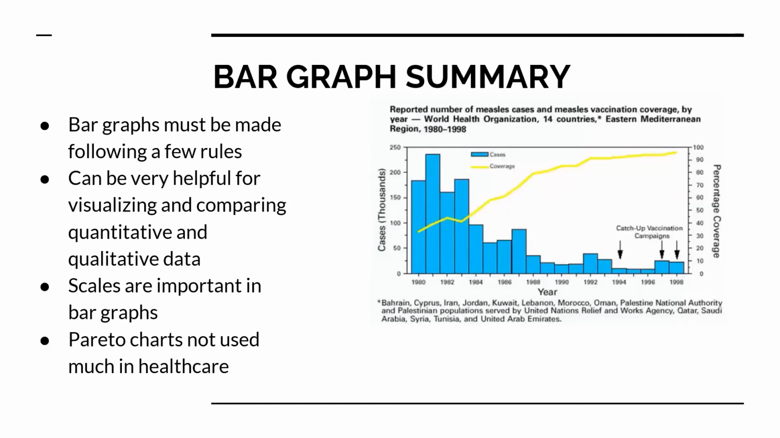So, all right, quick summary of what we did with our bar graph section of this lesson. Bar graphs must be made following just a few rules. Remember that there are differences between bar graphs and histograms. And remember, the main difference is that histograms use quantitative data on your x-axis, and bar graphs allow for qualitative data, right?